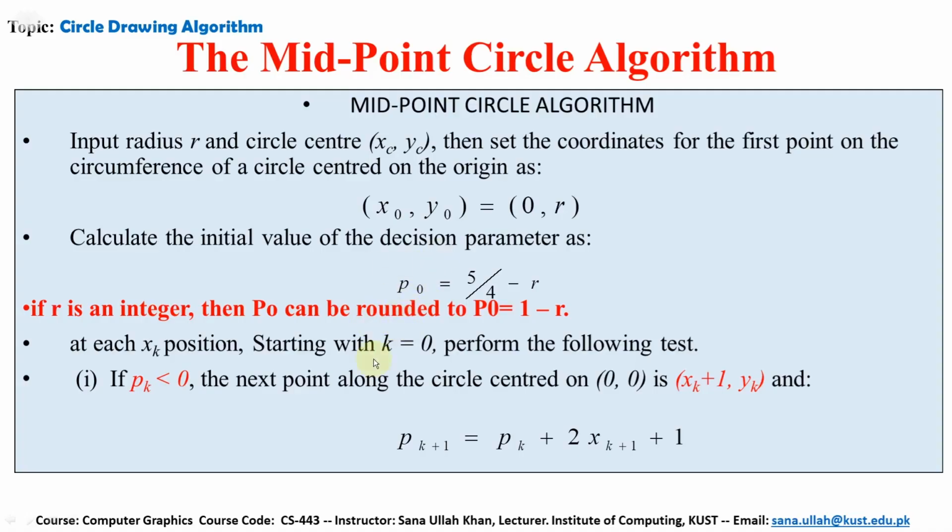If the p0 value, the decision parameter value, is an integer value, like 3, 4, 5 and so on, then 1 minus r will be selected. If it is not an integer value, like 3.5, 2.5, 3.8 and so on, then we will select 5/4 minus r. So at each xk position, starting with k equal to 0, 1, 2, 3 and so on, if pk is less than 0, the next point along the circle centered is (xk+1, yk), and for the next coming points, pk+1 will be given mathematically as pk, the previous value, plus 2xk+1 plus 1.